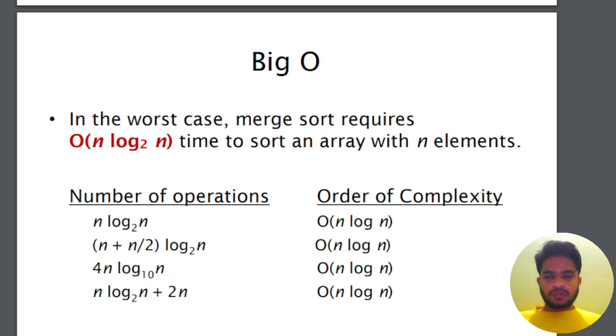If the number of operations is n log n, the order of complexity will be O(n log n). For every number of operations given below, the order of complexity will be O(n log n).